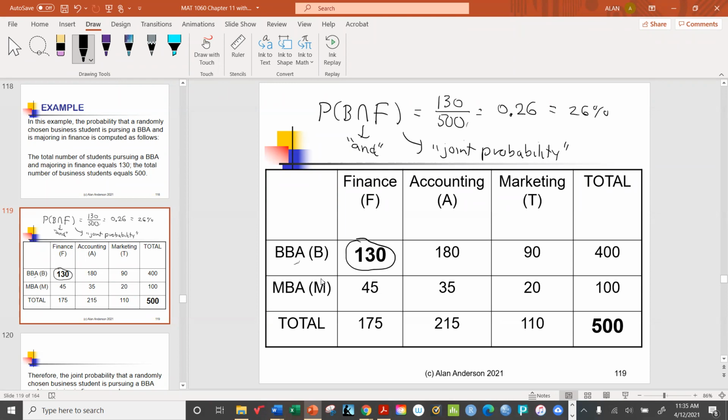Now, just as a side note, I just want to mention that with these joint probabilities, they can be written in two equivalent ways. If you notice here, the order in which I write these events does not matter. B and F and F and B are the same thing. So don't worry about that. The order is not relevant. I just happen to pick the B first, but F and B would mean the same thing.